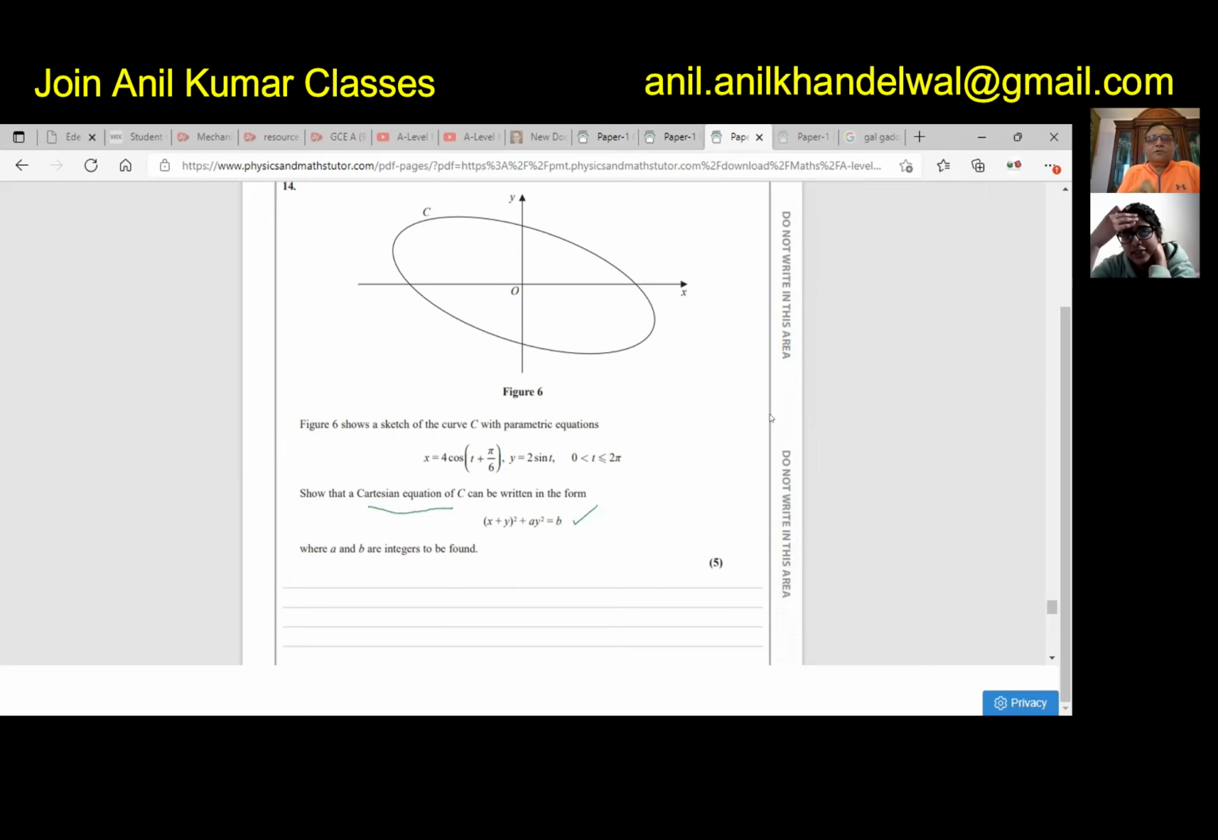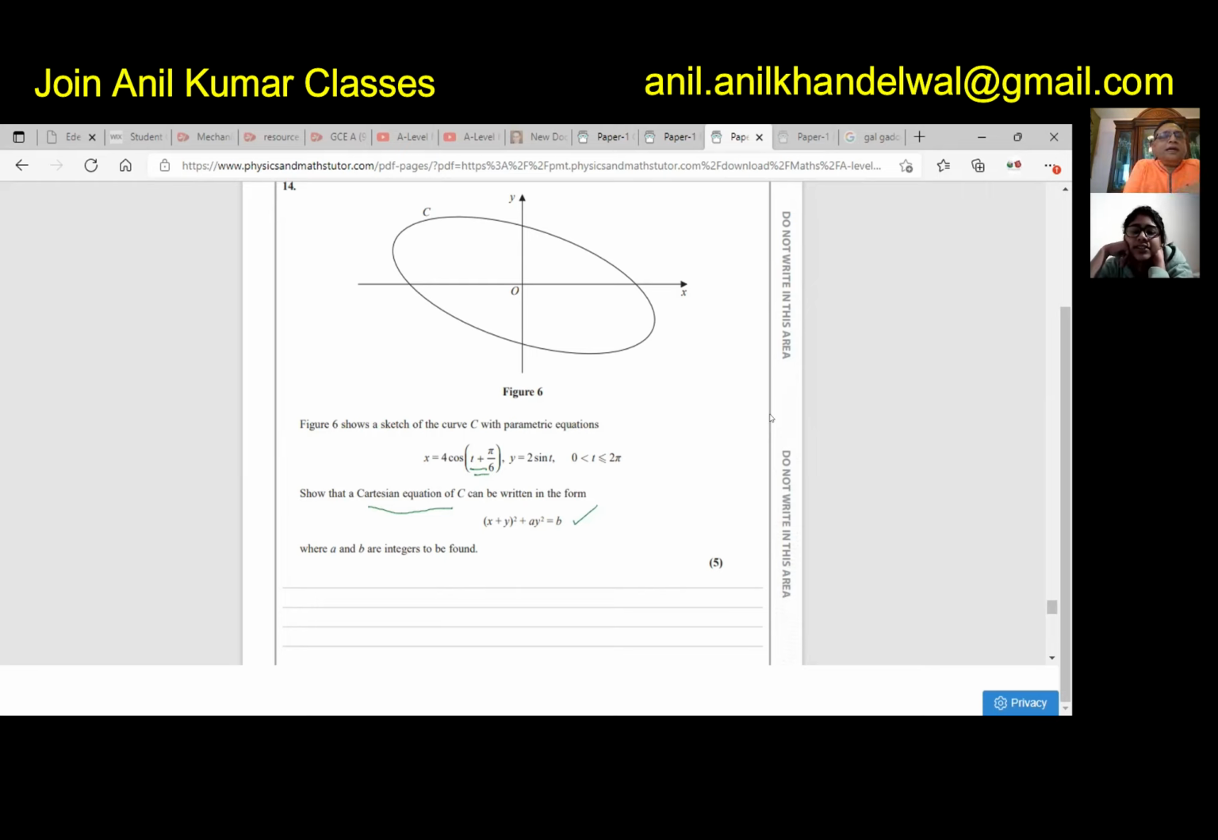So basically, you could expand this using the cos (a plus b) formula. You can use it, and then you will get that equation. Is that clear to you?